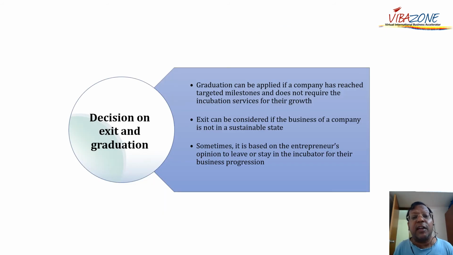Now, decisions on exit and graduation. Graduation can be applied if a company has reached a target milestone. So you might say once you get 100 customers, you can graduate, or you reach a target value, $1 million sales, or you have 20 staff, you have to move out because space runs out. So these are some of the activities you need to emphasize. What are the parameters you're going to use? Exit can be considered for a business that is not in a sustainable state. So you've got to get rid of them. They're not sustainable, so you should not waste time. Sometimes it's based on the entrepreneur's opinion to leave or stay. So there might be some misunderstanding, some disconnect between the incubator and the startup entrepreneur. Then they will exit or they will graduate. You need to have all this built into your agreement, so that doesn't happen. You need to ensure all this is taken care of.